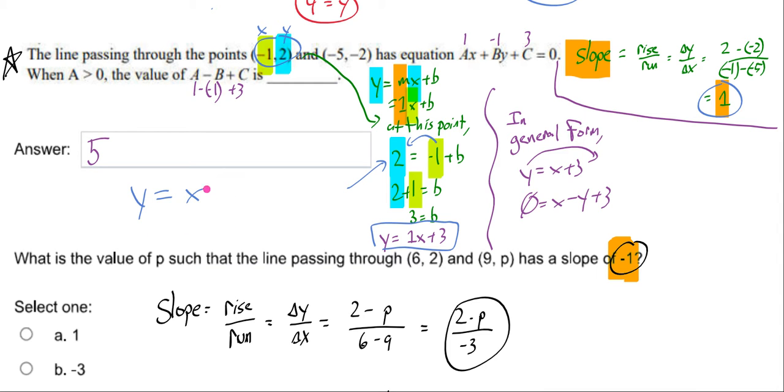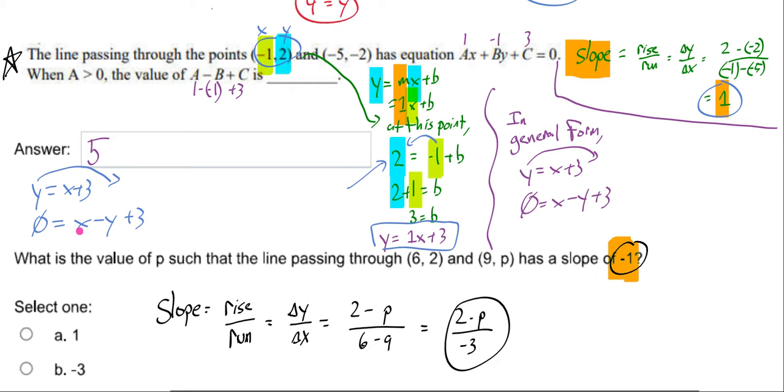It wants it in general form, though. So if we're starting with y equals x plus 3, and I want to put it in that general form, I'm going to throw the y over there so I get a 0 on one side. The y becomes negative. 3 sticks around. x minus y plus 3.